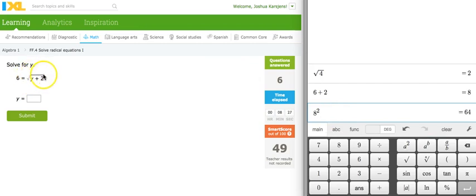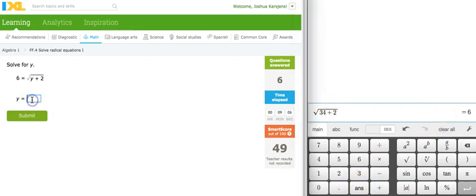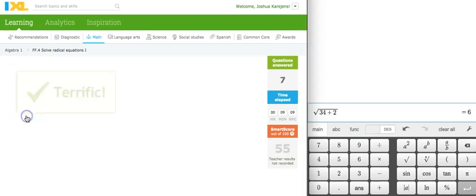Now, if you have a radical over a group, you can't do anything until the radical is gone. So if the whole group is under the radical, you have to square both sides. So you'd have a 36 over here, and then you just have a y plus 2 on this side. So if I have y plus 2 equals 36, I'd have to subtract 2 from both sides. 36 minus 2 has to be 34. Now let's double check here really quick. Square root of 34 plus 2 equals 6. All right, there we go, 34. Got it.